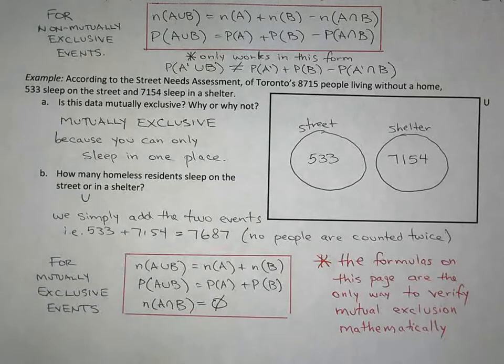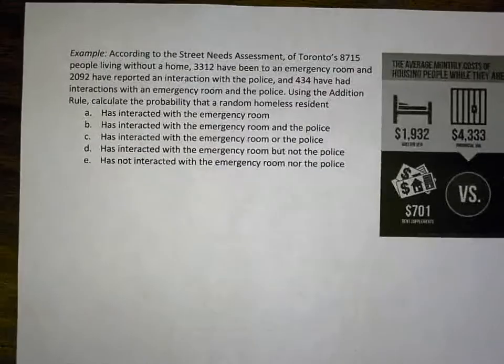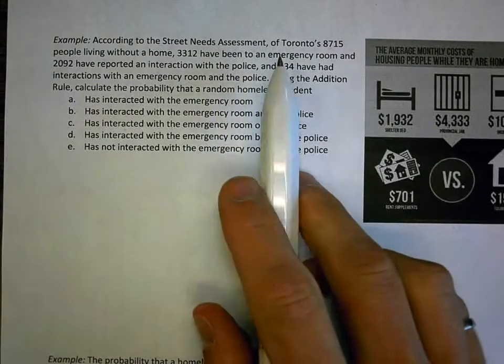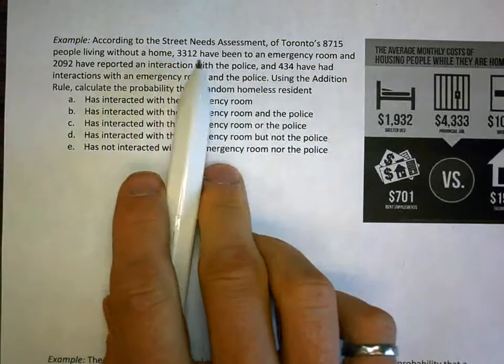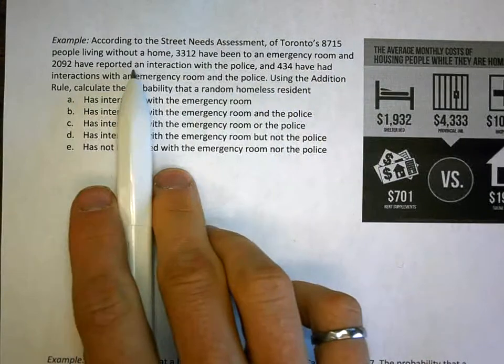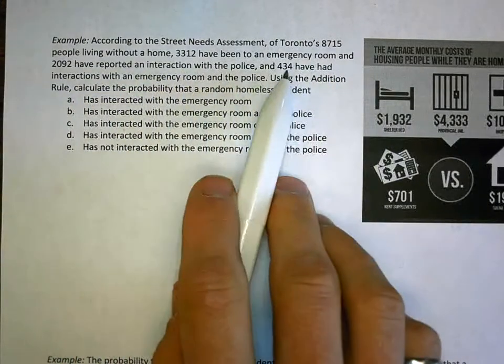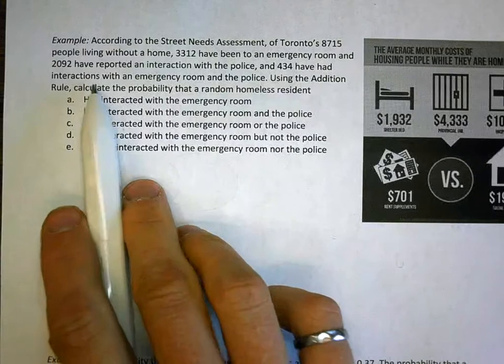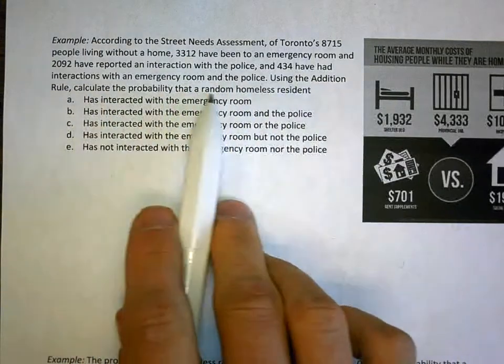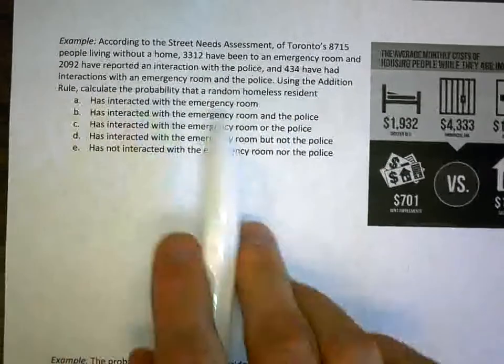So the addition rule allows us to basically not have to draw a Venn diagram. So let's look at this example here. According to the street needs assessment, that same study, of Toronto's 8,715 people living without a home, 3,300 have been to the emergency room, 2,000 have reported an interaction with the police, and 434 have had interactions with the emergency room and the police. Using the addition rule, calculate the probability that a random homeless resident has had these interactions.